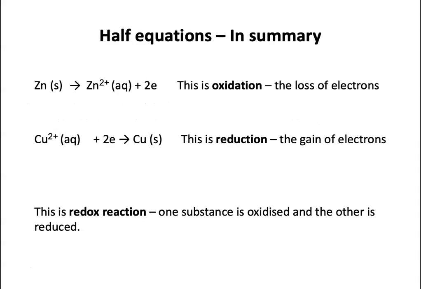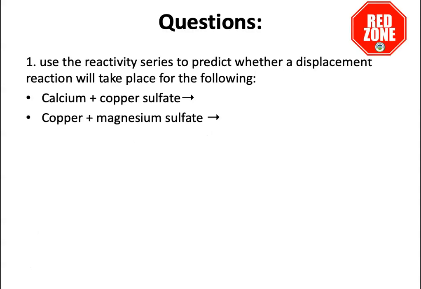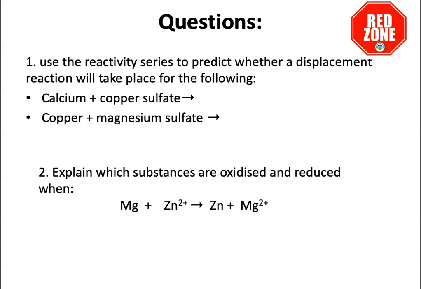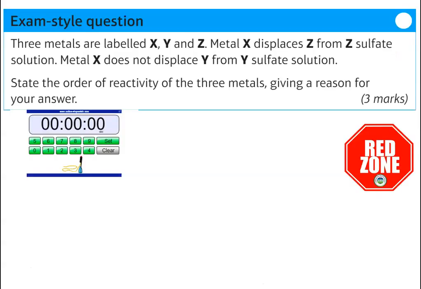And here is a good summary for you to have a look at. Oxidation is loss of electrons, reduction is gain of electrons. We will say this is a redox reaction because simultaneous oxidation and reduction takes place. For you to practice, use the reactivity series to predict whether the following reactions take place and explain which substances are oxidized and reduced in this reaction.